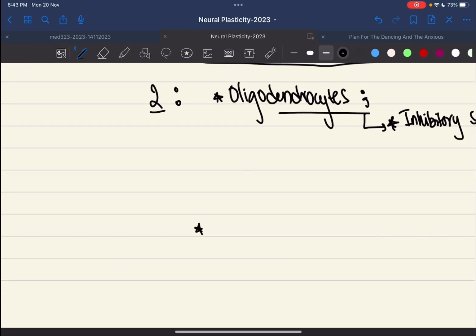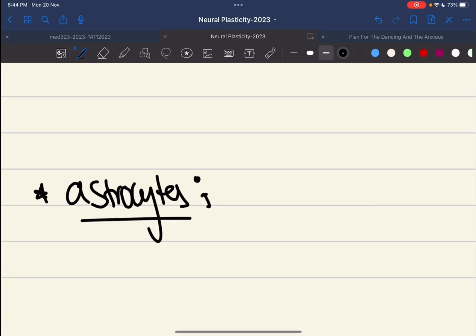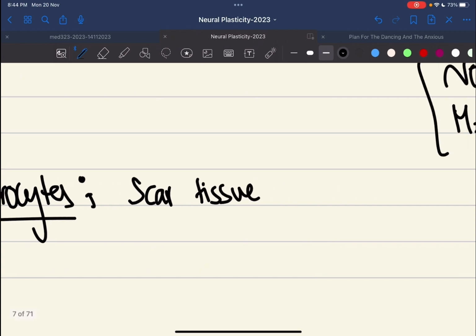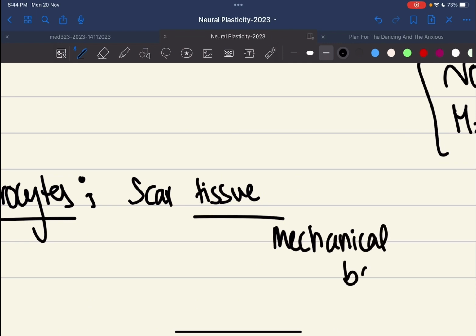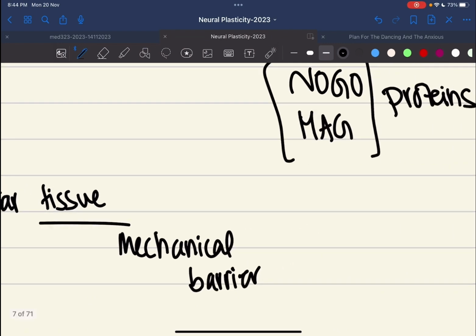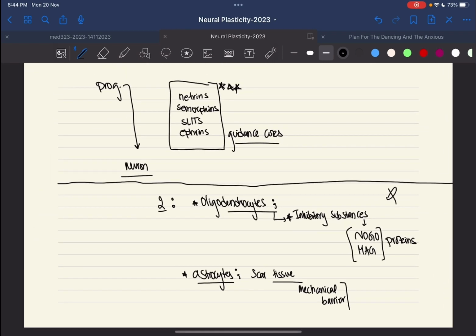Another reason is because of astrocytes. And you might be thinking, why? Astrocytes are supportive cells. Well, astrocytes actually form scar tissue right after neuronal injury, and this scar tissue acts as a physical barrier that stops any regeneration from happening. These are the two main reasons why regeneration is very difficult for the central nervous system.